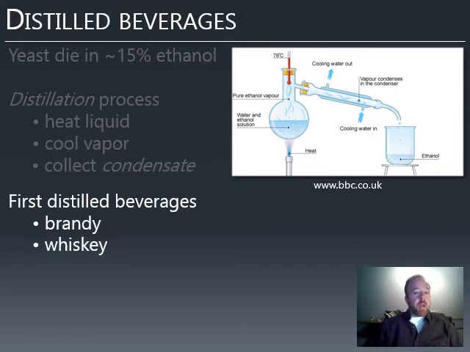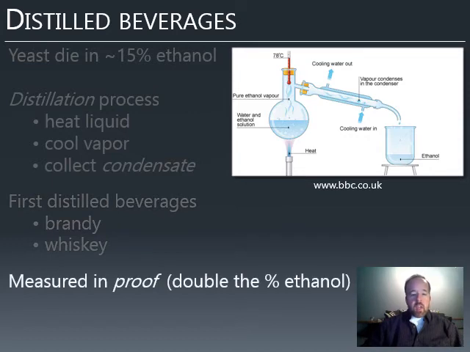But whiskey is often made from corn or wheat or barley. So whiskey isn't quite as stringently defined as brandy is. So those are some of the first distilled alcoholic beverages, and proof is the measure most commonly noted for distilled beverages.